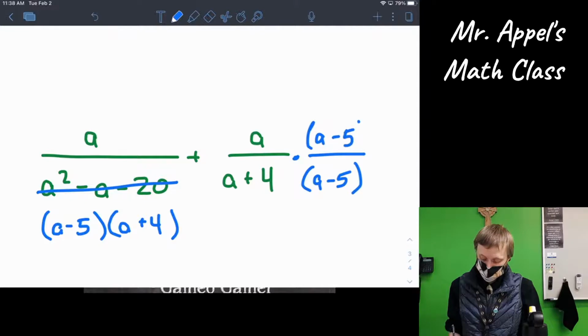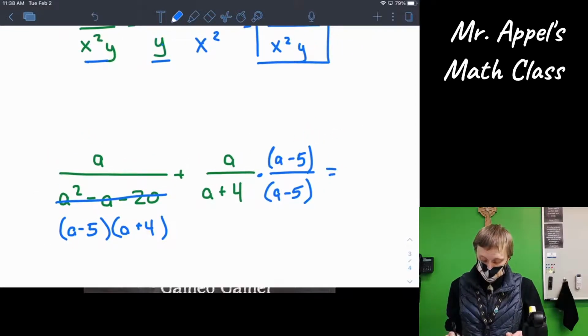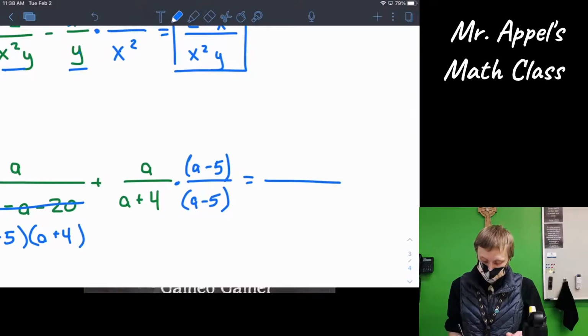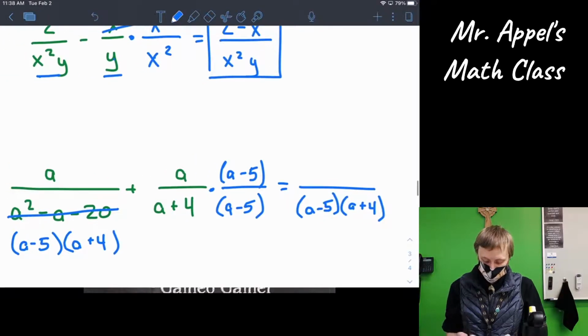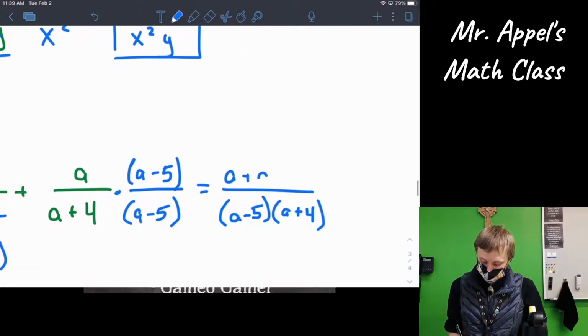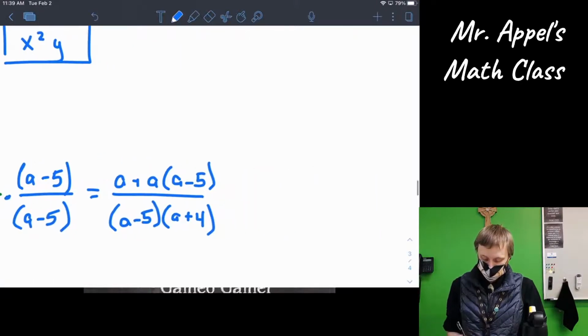A minus 5 over a minus 5. So our denominator will be a minus 5 times a plus 4. I'll just leave it in factored form for now. And this will be a times a minus 5 plus another a. Okay, and I think we might be able to simplify that out, right?